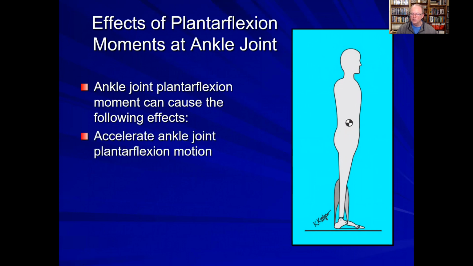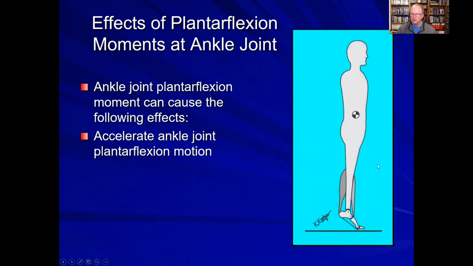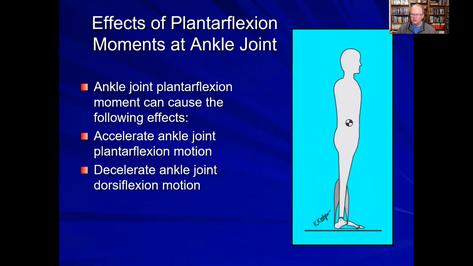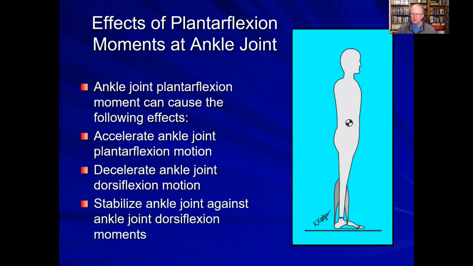So first of all, when we have an ankle joint plantar flexion moment, let's say by gastrocnemius and soleus contractile activity, it can cause an ankle joint plantar flexion acceleration, lifting our body upwards. It can also decelerate ankle joint dorsiflexion, in other words, decelerating our ankle joint dorsiflexion as we lower back to the ground in a tiptoe type exercise. And it can also stabilize the ankle joint against ankle joint dorsiflexion moments.